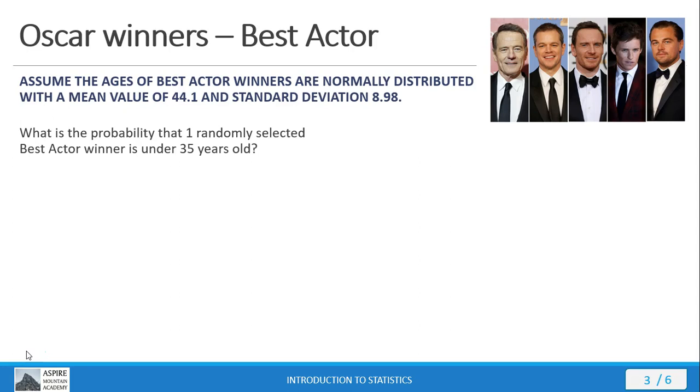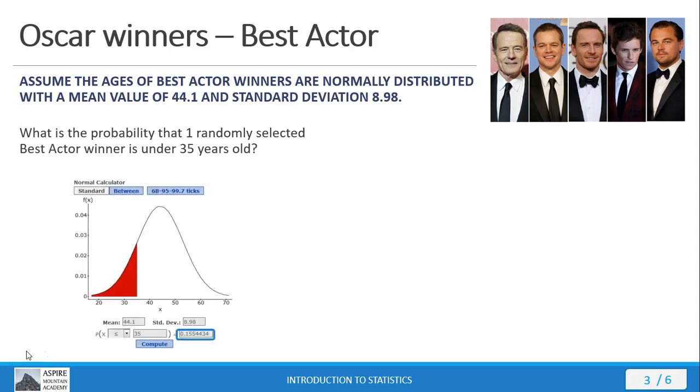Okay, let's see how well you did with that. In StatCrunch, you should have gotten the normal calculator and put in the mean and the standard deviation values that you see there in the problem statement. And then we want the probability that we're under 35, so it's going to be less than. Then we just hit compute, and out comes our probability, 15.5%.